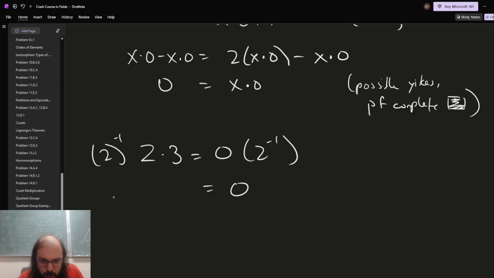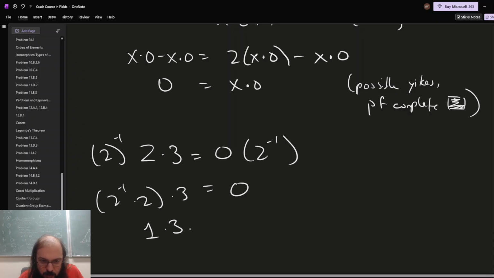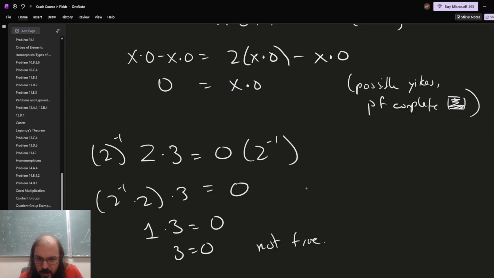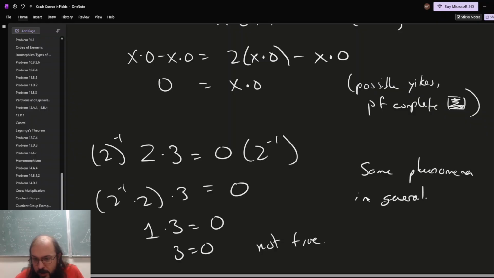These things have to multiply to 1 because of the existence of the identity, and we get 3 equals 0, which is not true. Right, because we just know that's not true in Z mod 6. So the same thing happens in general. I'll let you guys formulate a general proof since I'm just trying to show the ideas here.